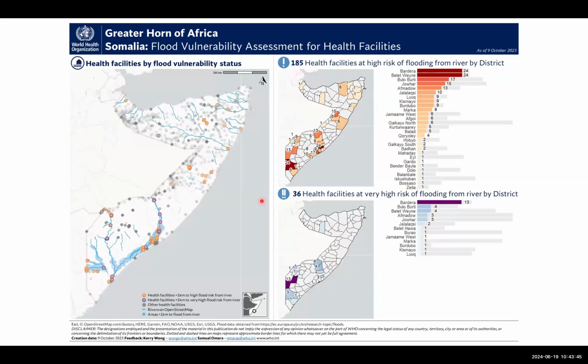So we did a similar analysis for Somalia, which actually was the first case study that we did, and these are the outputs again relating to the same thing that I was just mentioning about South Sudan.